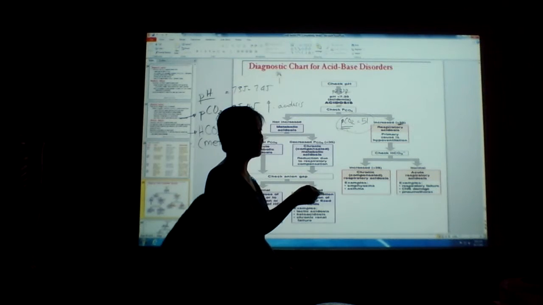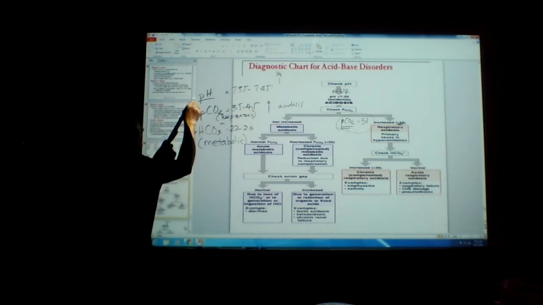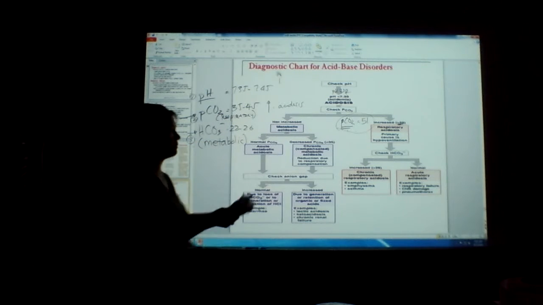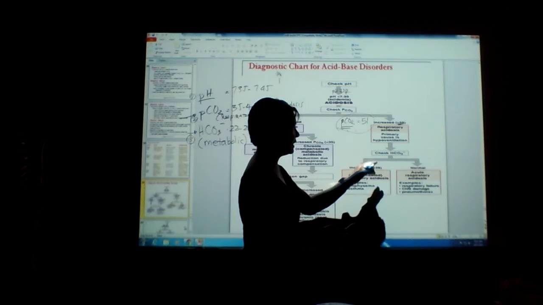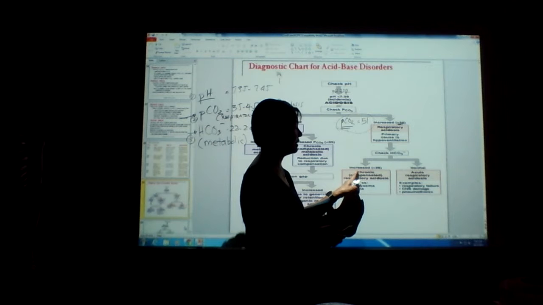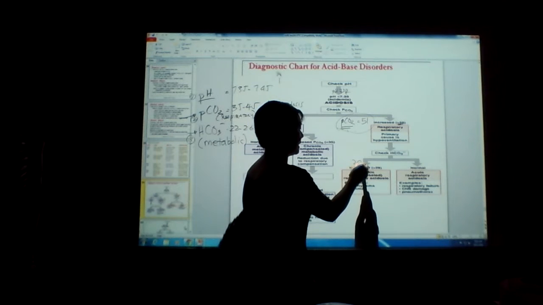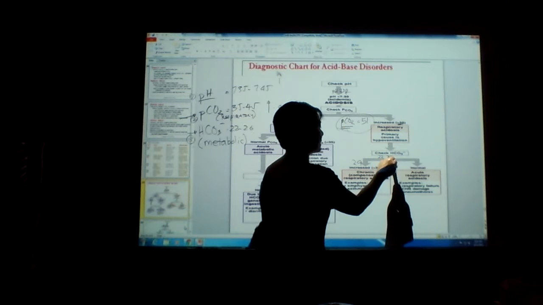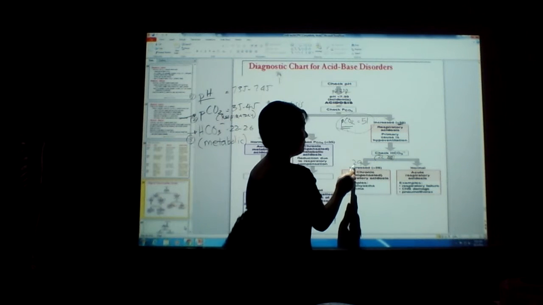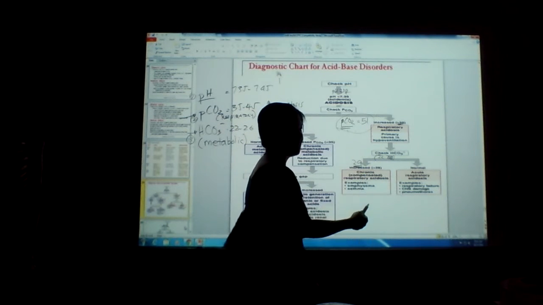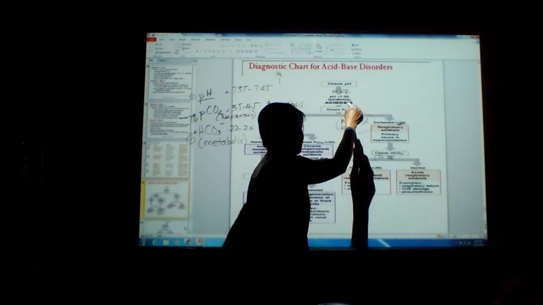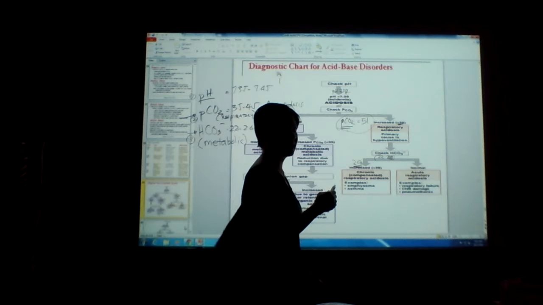Now, the next value. ABG analysis always gives us these three values. Now I look at the bicarb. The bicarb of this individual is increased. So maybe it's 29. The normal bicarb is 22 to 26, remember? So if it's increased, what is this telling me? It's telling me that my kidney is trying to correct the problem already. You see that?